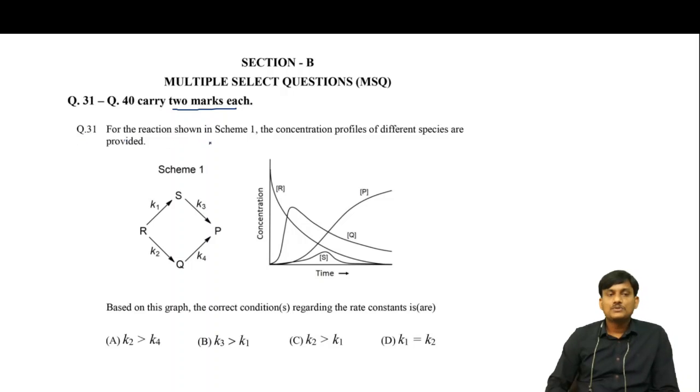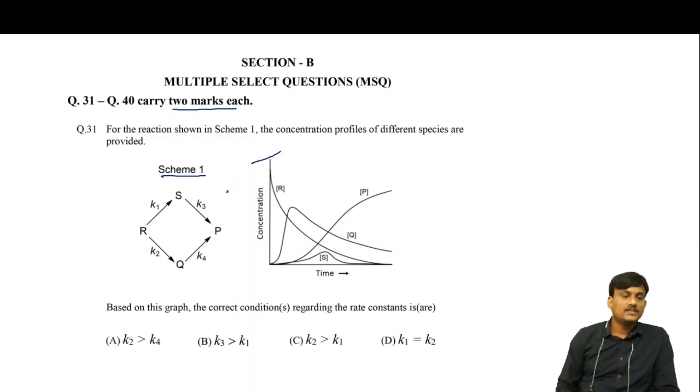For the reaction shown in scheme 1, the concentration profiles of different species are provided. This is scheme 1. This is the concentration profile. Based on this graph, what are the correct conditions regarding the rate constants? What is the correct condition?